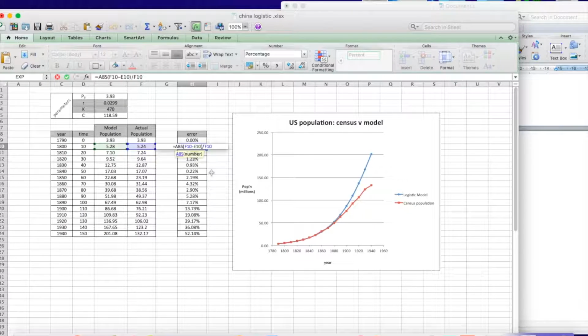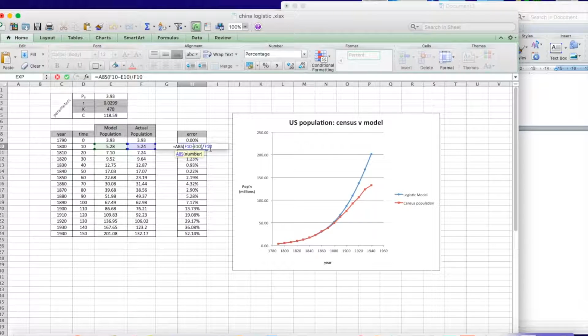Now it doesn't matter which way you do the difference. In some cases, the model estimate might be bigger than the actual population, or vice versa. We don't care which is bigger. We just want the absolute difference. So if the difference between the two is a negative number, we take it as a positive number. We're just looking for the gross difference between the two. And so that's what the ABS function here does. It just takes the absolute value of the difference, turns it into a positive number.